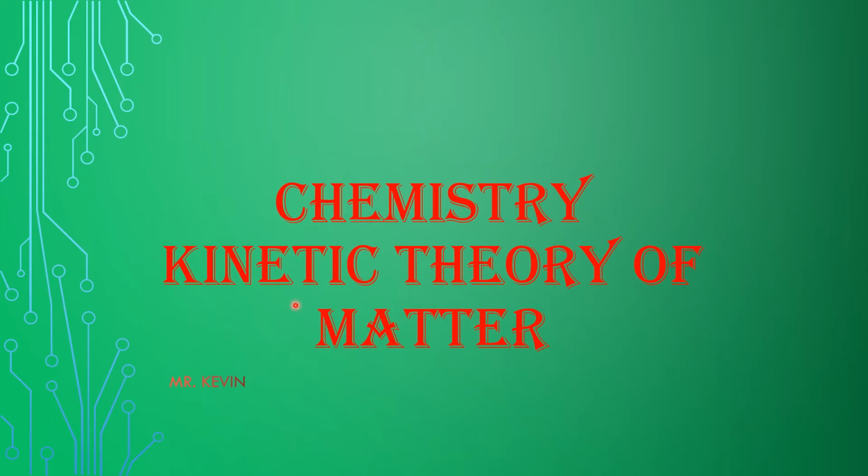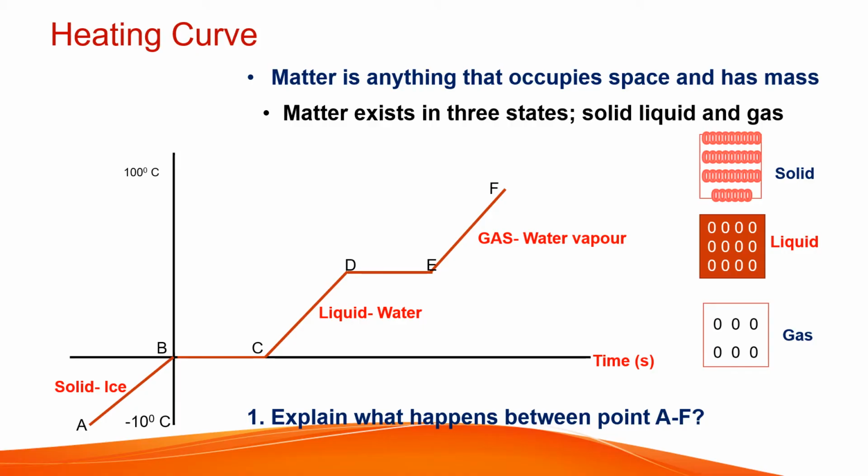So we are going to first define everything that is in our topic. Every word we are going to define it. The word kinetic, we mean something that is in motion. And matter is anything that occupies space and has mass. That one we defined in the last lesson. Matter exists in three states: solid, liquid, and gas. In this lesson we're going to study how the three states of matter interrelate with each other.